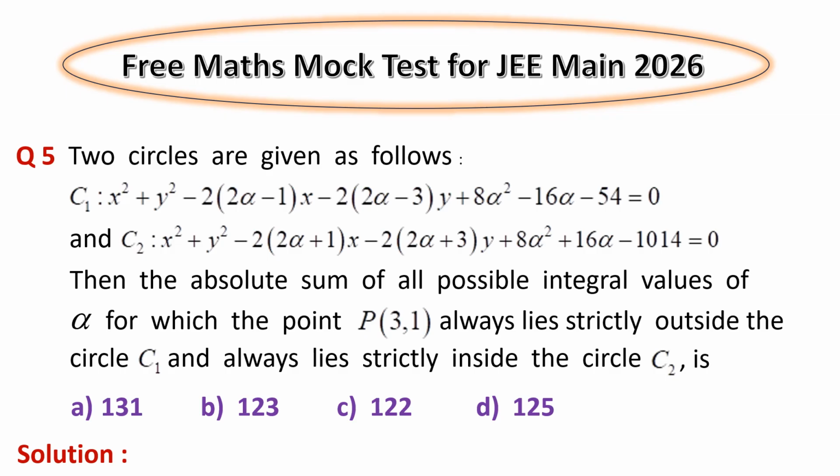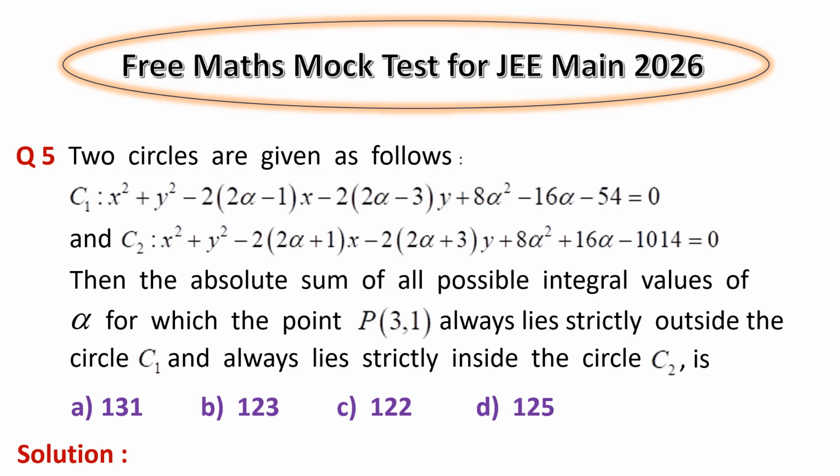The question says two circles are given as follows. C1: x square plus y square minus 2(2 alpha minus 1)x minus 2(2 alpha minus 3)y plus 8 alpha square minus 16 alpha minus 54 equal to 0, and C2: x square plus y square minus 2(2 alpha plus 1)x minus 2(2 alpha plus 3)y plus 8 alpha square plus 16 alpha minus 1014 equal to 0.